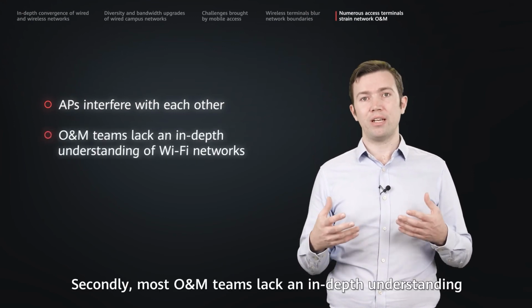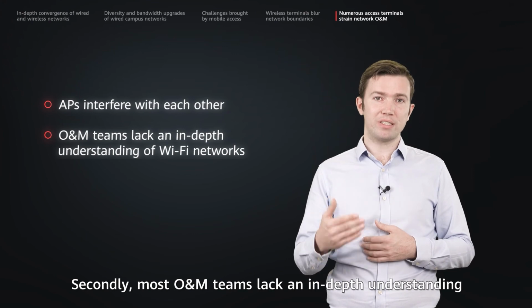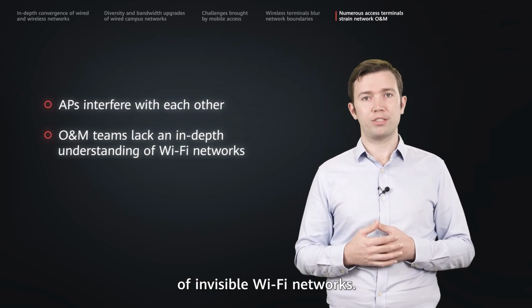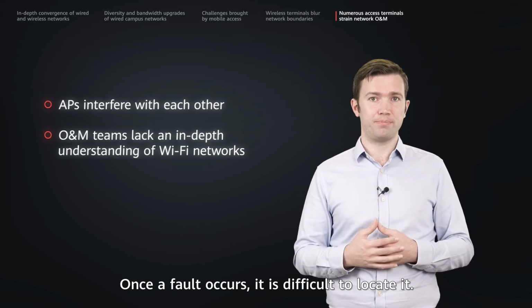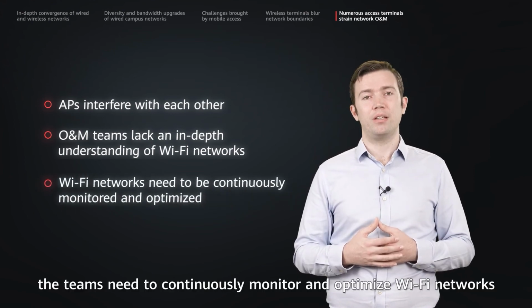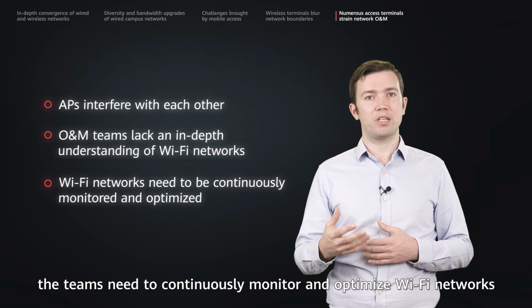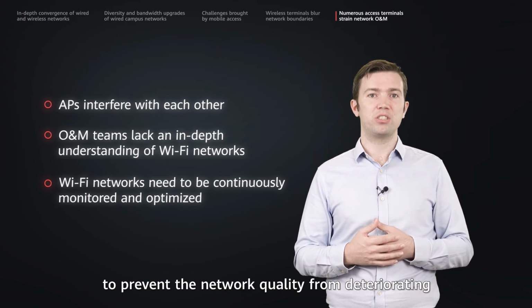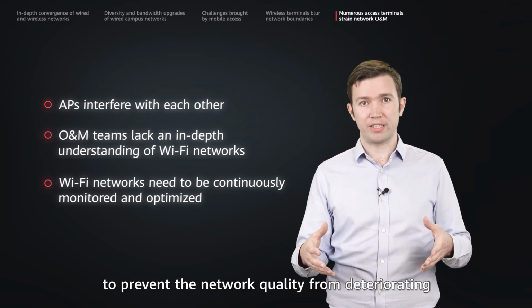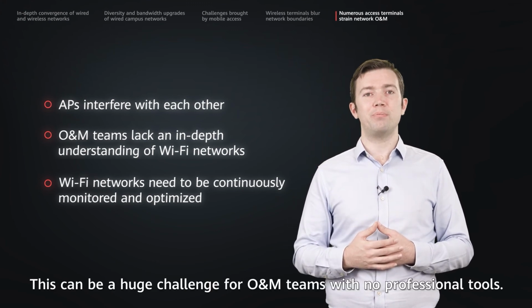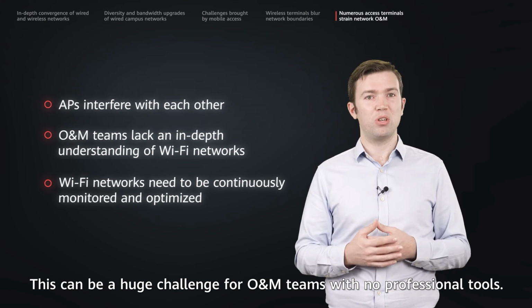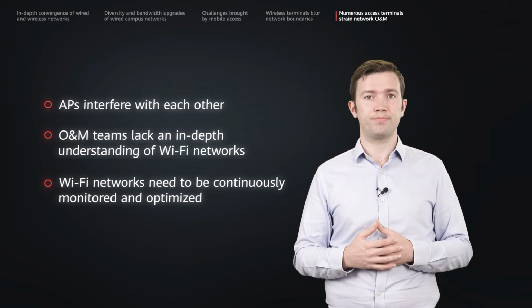Secondly, most O&M teams lack an in-depth understanding of invisible Wi-Fi networks. Once a fault occurs, it is difficult to locate it. In addition, the teams need to continuously monitor and optimize Wi-Fi networks to prevent the network quality from deteriorating due to surging service volumes. This can be a huge challenge for O&M teams with no professional tools.